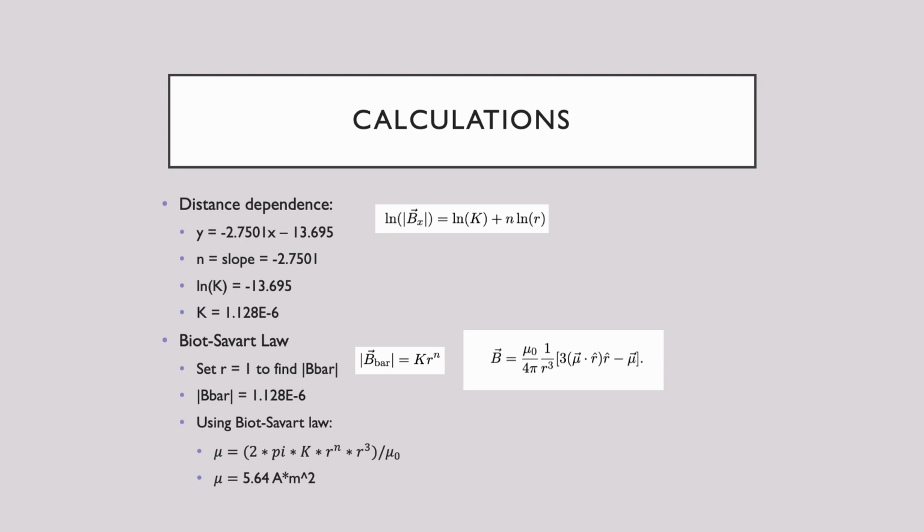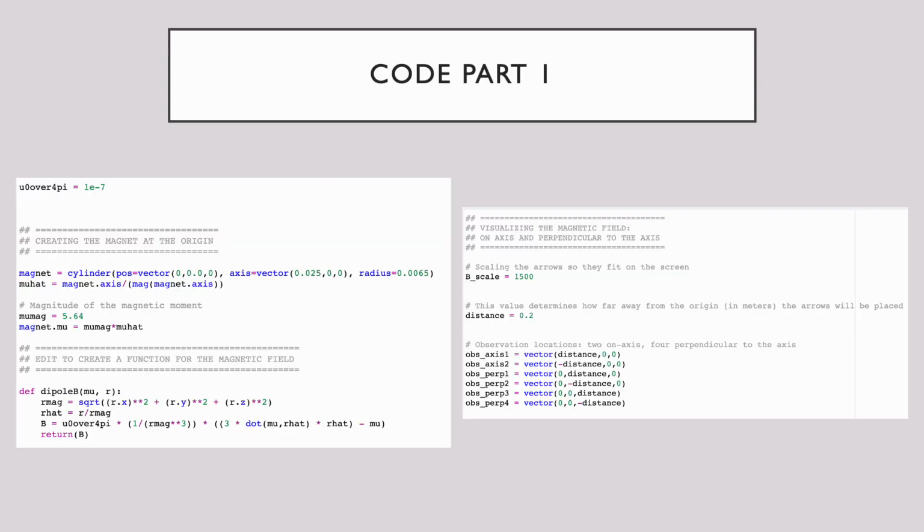So here are the calculations that I did for the experimental data. You can see the distance-dependent formula and the linearization formula were used to calculate k, and n is the slope, to determine n and k. So n is the slope here, and k is the y-intercept value from that linearization on the graph. And then to find mu, we use the magnitude of the magnetic field and the Biot-Savart law by treating it like a dipole. So from that, we get mu equals 5.654.